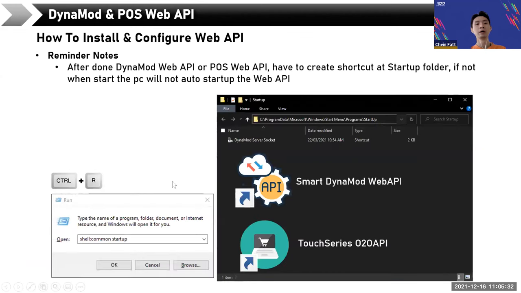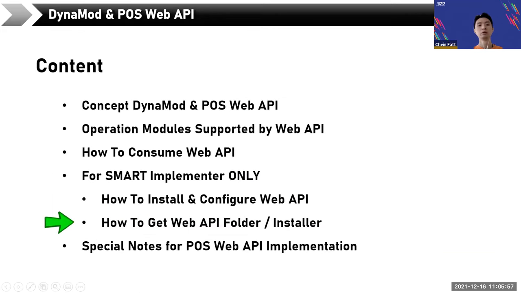Okay. But after you set up, even if you set up the Dynamod Web API or Touch Post Web API, at the end, you have to make sure you put these two shortcuts under the startup folder there. If not, after you restart the PC, it will not auto start up these two programs. So this one you have to take note.